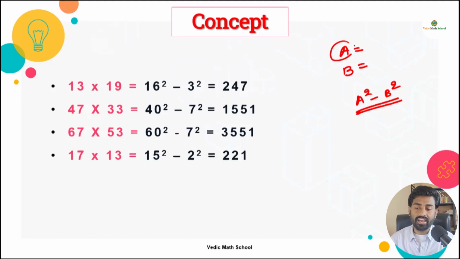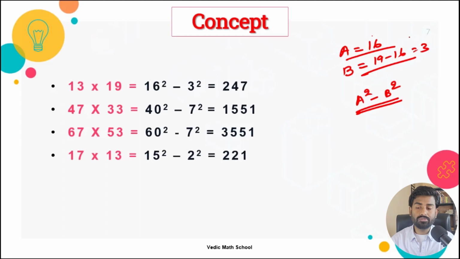So find a, and how to find a? Simply add both values. 19 and 13, you add, you will get 32. 32 divided by 2, you will get 16. So a is 16, and I told you b is equal to what? Median minus bigger value. The bigger value is 19. 19 minus 16, you will get 3. This you have to calculate in your mind, okay? And you can do it very easily.